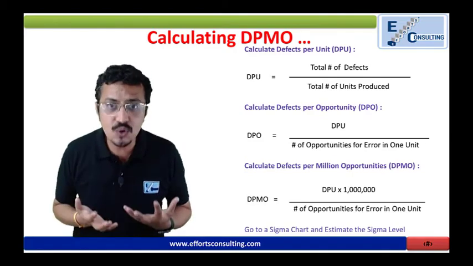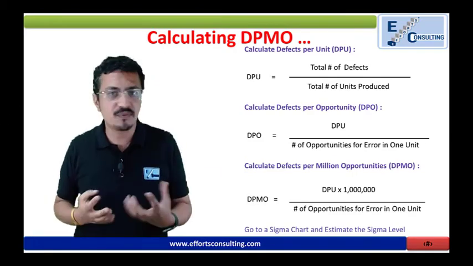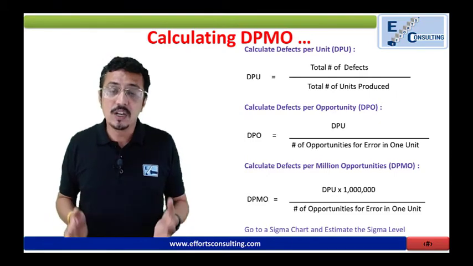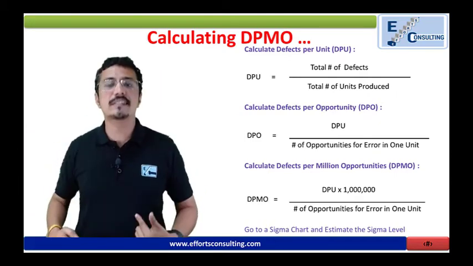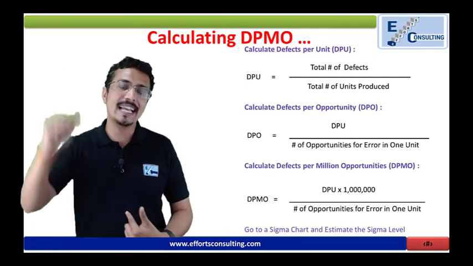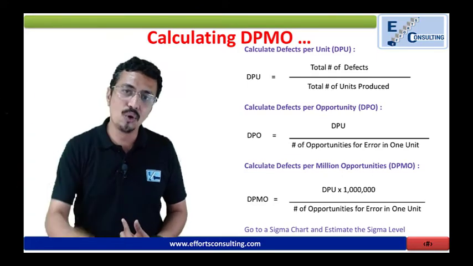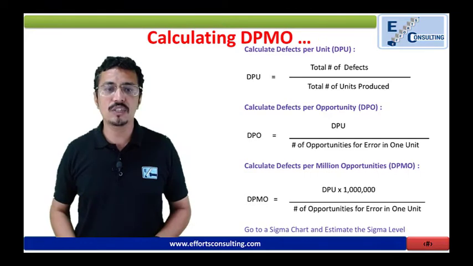So we need to understand what defects are. We are not talking about defectives, because defects would give us the defectives, and in Six Sigma we are working at the source, at the roots, and that is why we are focusing on the defects.